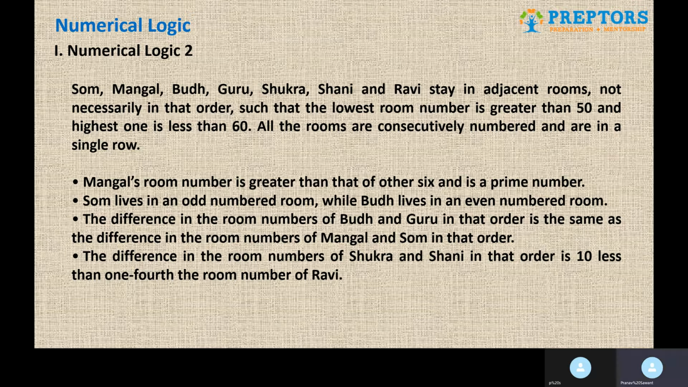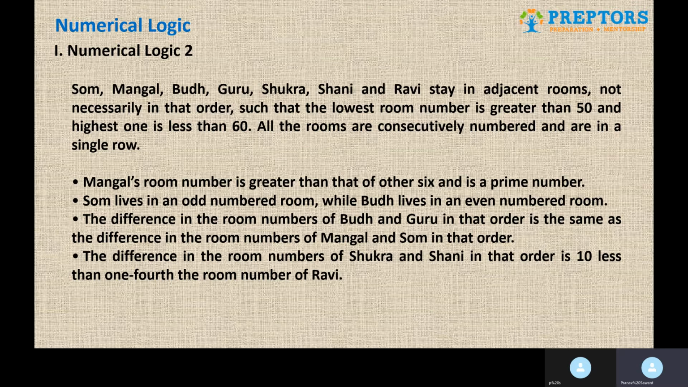Som lives in an odd numbered room while Budh lives in an even numbered room. The difference in the room numbers of Budh and Guru in that order, meaning Budh minus Guru, is the same as the difference in the room numbers of Mangal and Som in that order, meaning Mangal minus Som. The difference in the room numbers of Shukra and Shani in that order is 10 less than 1/4 the room number of Ravi. So all these are the conditions.